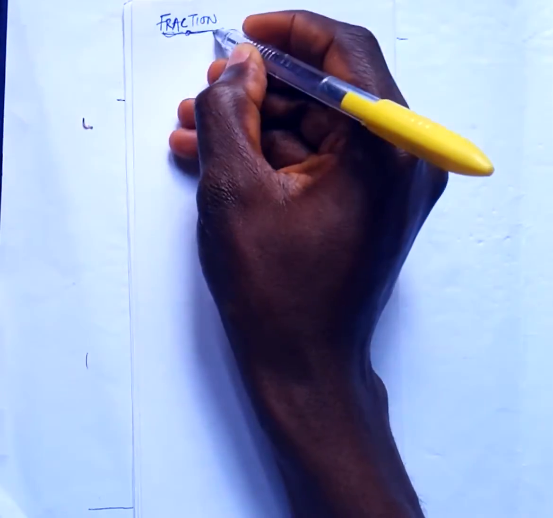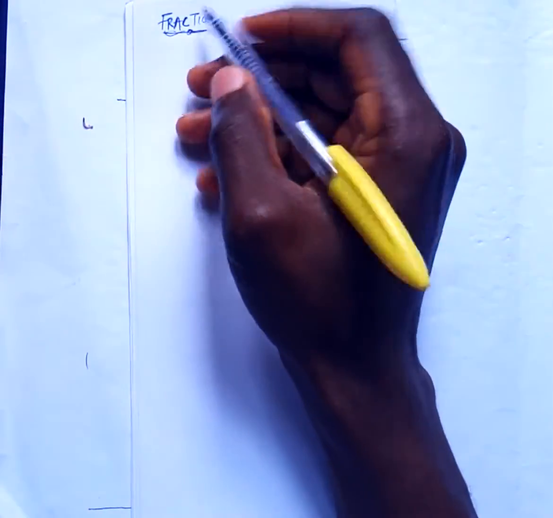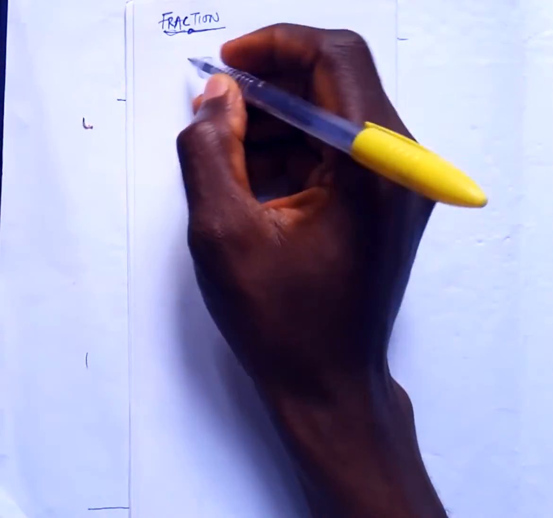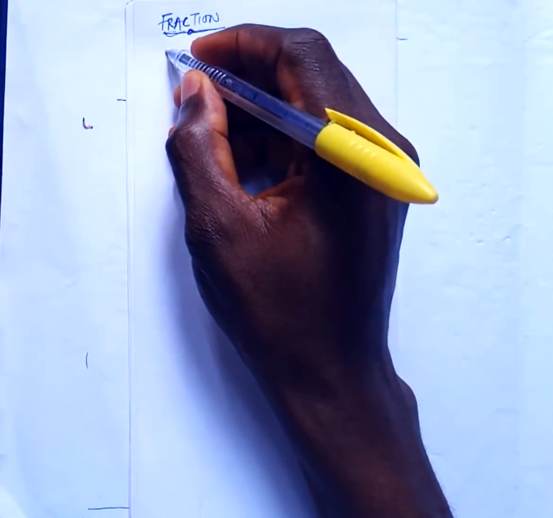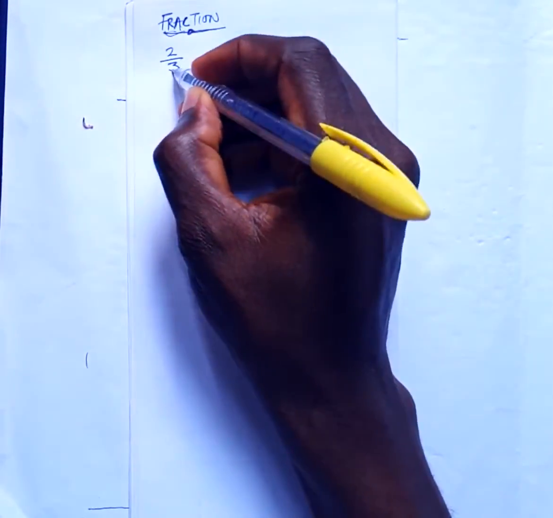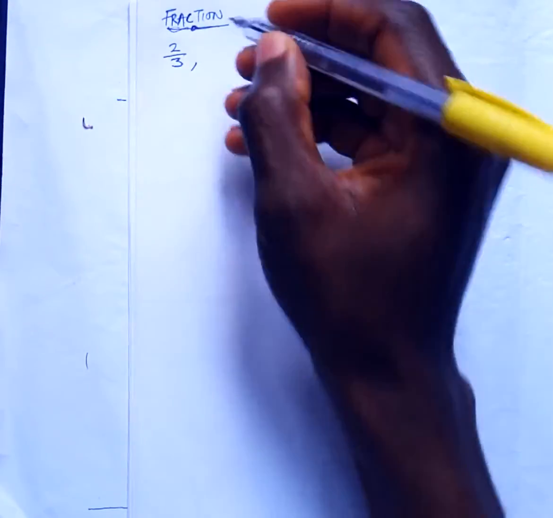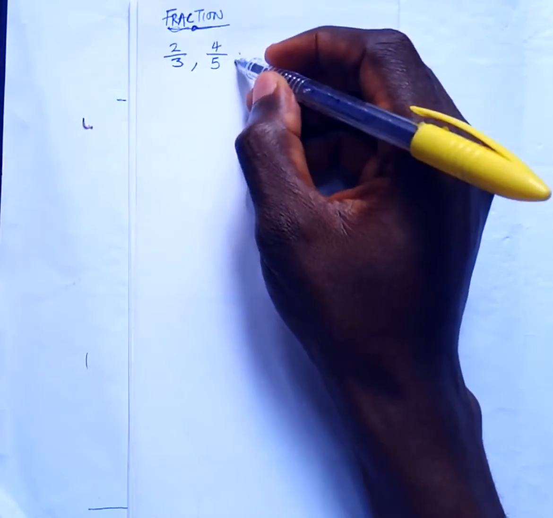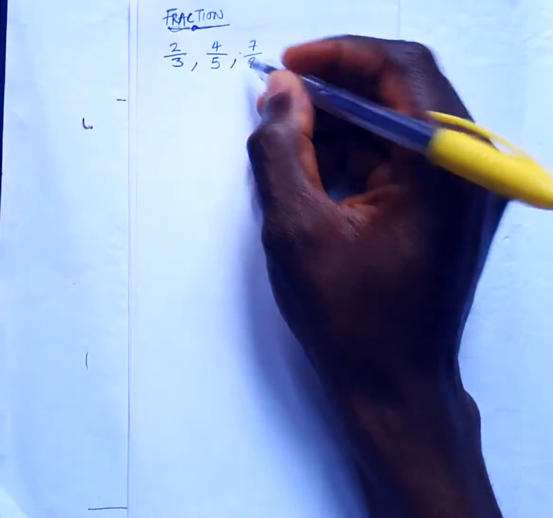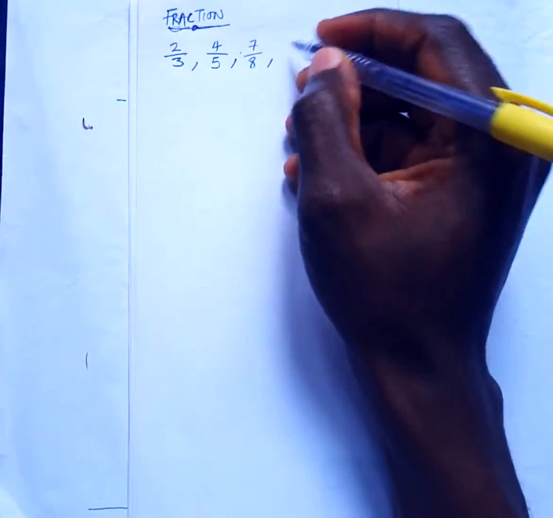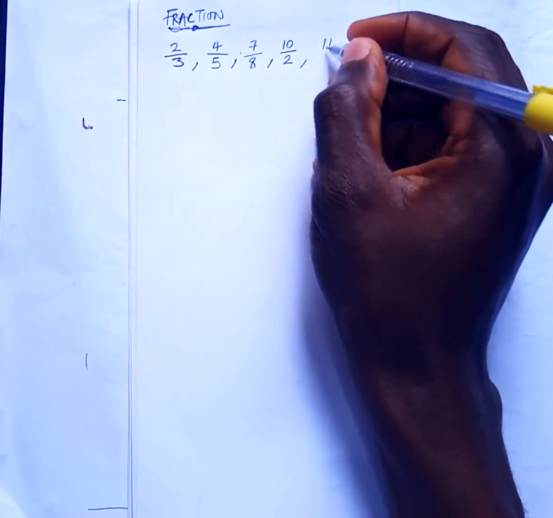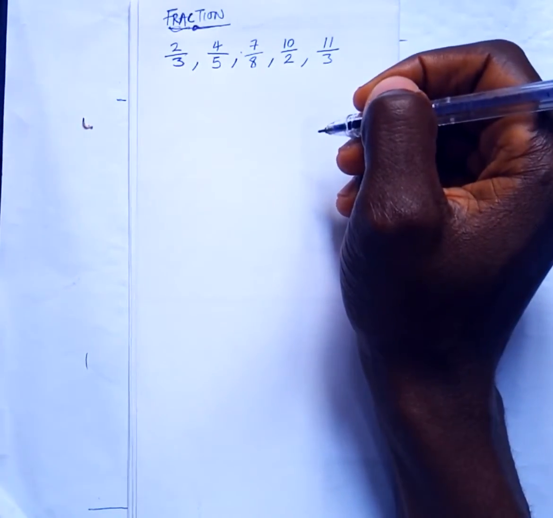Today we'll be discussing fractions. A fraction in mathematics means the ratio of two numbers. The ratio we mean here is division. For example, we have 2/3. This is a fraction. 4/5. This is a fraction. 7/8. This is a fraction. 10/2. This is another type of fraction. 11/3. This is another type of fraction.